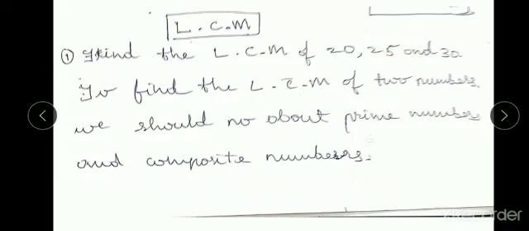To find the LCM of numbers, we should know about prime numbers and composite numbers. If you have to know what is LCM, first you should know what are prime numbers. If you understand what are prime numbers, then you can easily solve any types of problems in LCM and HCF, in any types of problem in factors and multiples. Now let me teach what is prime numbers.